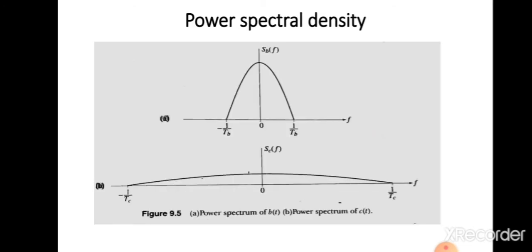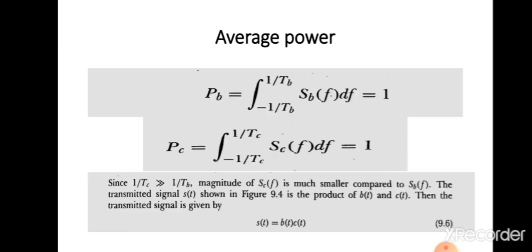Similarly, in the case of this PN sequence also, the total power will be obtained by integrating over the limit minus 1 by Tc to plus 1 by Tc, that is equal to the integral from minus 1 by Tc to 1 by Tc of Sc of f into df. So total power is obtained by integrating the power spectral density. It also has the bipolar non-return to zero format, with amplitudes between plus 1 and minus 1. So the total power will be 1.